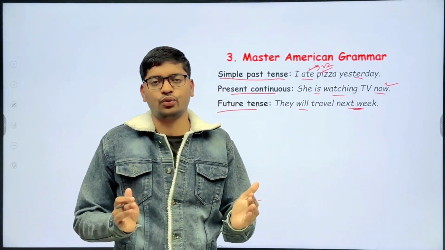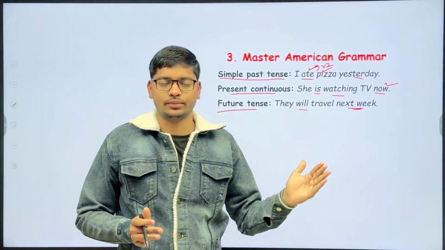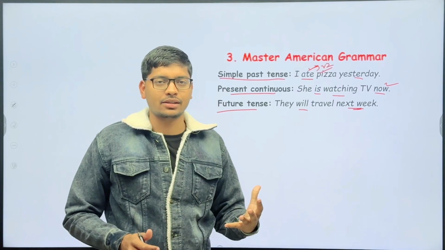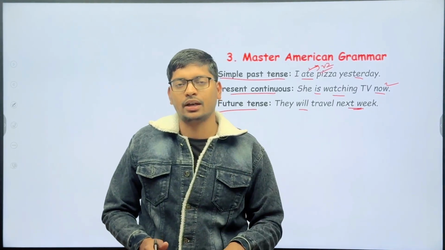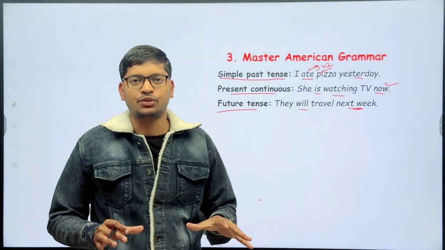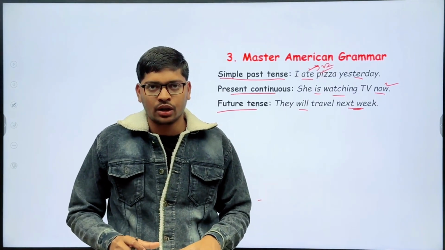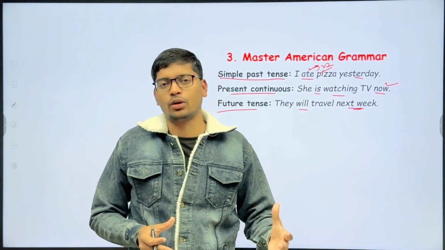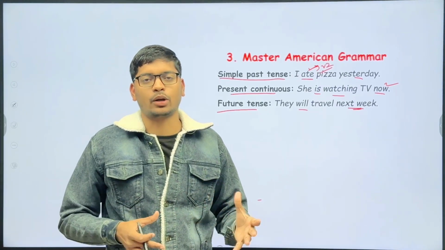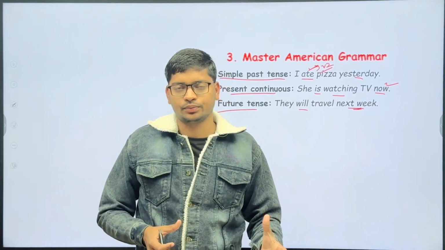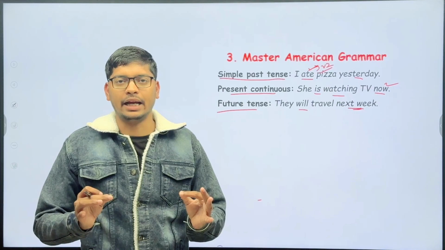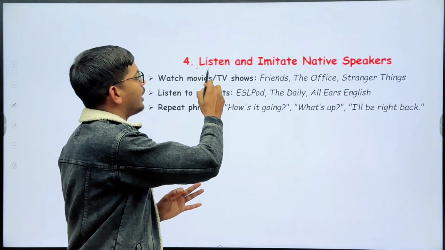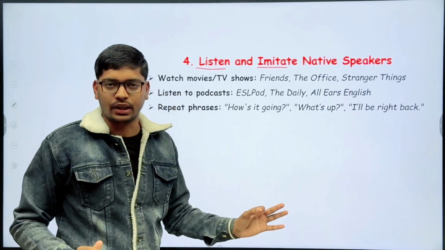So you need to focus on mastering American grammar. This is our third point, and like this you have to understand modal verbs, adjectives, adverbs, conjunctions. If you want to learn these kinds of topics, you can check out our playlist of English grammar course. So let's see our next point. Our next point is to listen and imitate native speakers.